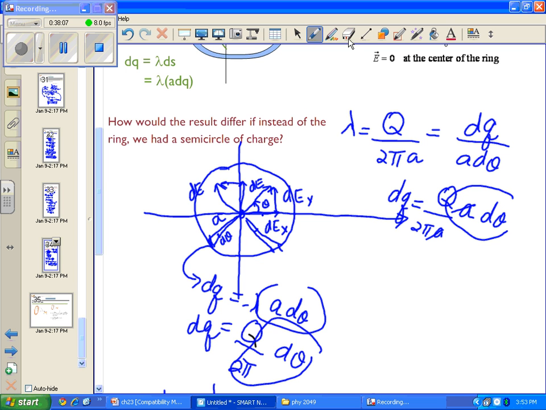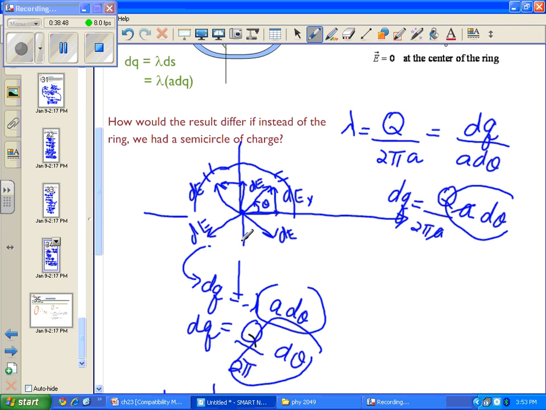Now, what if we were to erase one part of this ring? In other words, if we only had a semicircle worth of charge, how would the result differ? And of course, this time we would have to consider that while we would have contributions of dq here, which would give us a dE here, we would have contributions of dq here as well. This would be our dE. This would be our dE.